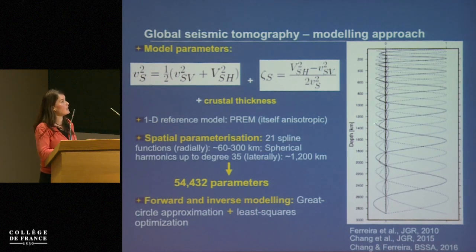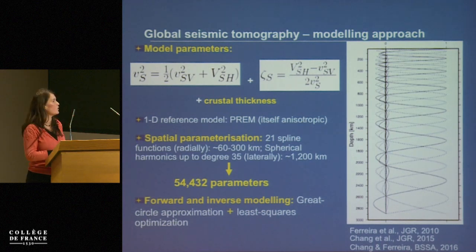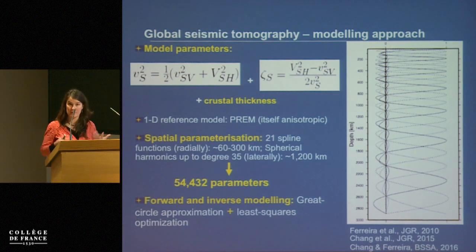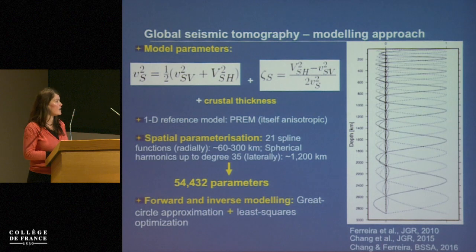And then for the lateral variations in the model, we use spherical harmonics, a natural basis function on the sphere, up to degree 35. So we are talking about a nominal lateral resolution on the order of 1,200 kilometers, so a large-scale model. But even with this relatively coarse parametrization and solving for these physical parameters, you can see that in total we are inverting for a huge number of parameters. So it's a very large-scale, massive inversion.